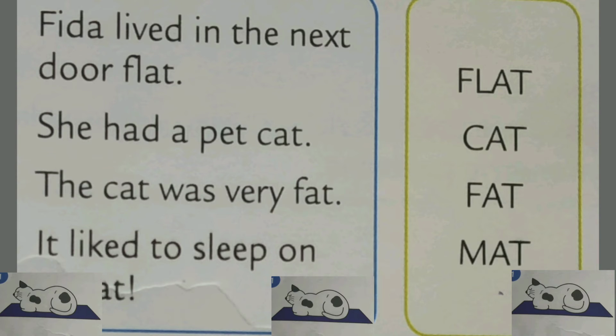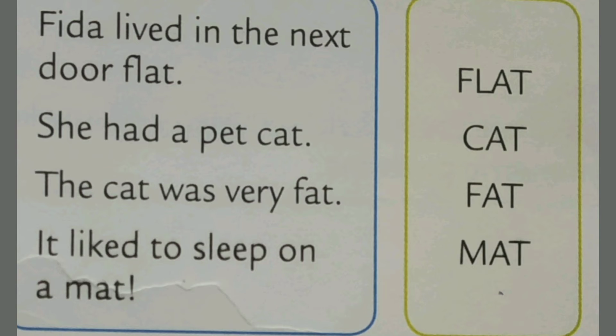As you can see in the picture, the poem is: Fida lived in the next door flat. She had a pet cat. The cat was very fat. It liked to sleep on a mat. So, in this poem, you can get rhyming words, that is, flat, cat, fat, mat. All these lines rhyme with each other. If this type of words are found in the poem, we can say it is a pattern.